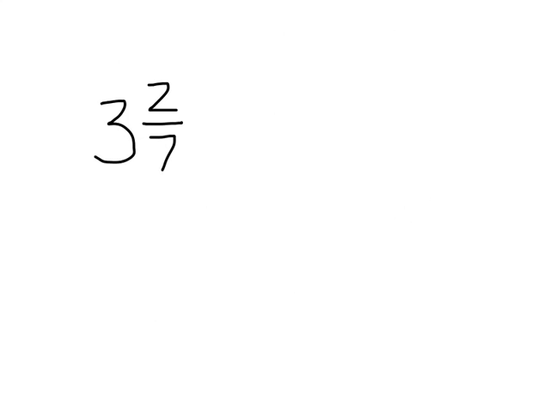Now you try one. 3 2/7. Change it into an improper fraction. Let's see how you did. I've got three groups of 7/7, so 3 times 7, that's 21. Plus 2 more gives me 23, and my denominator stays 7.